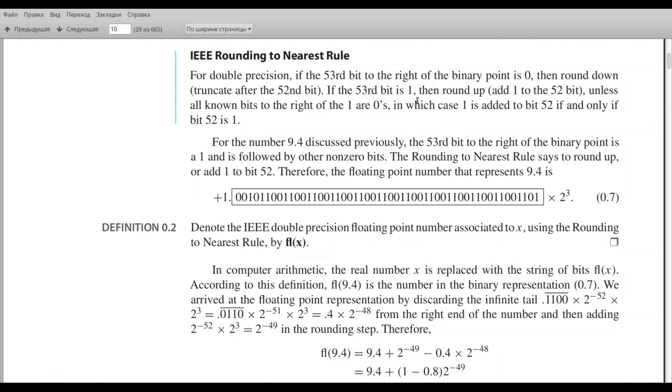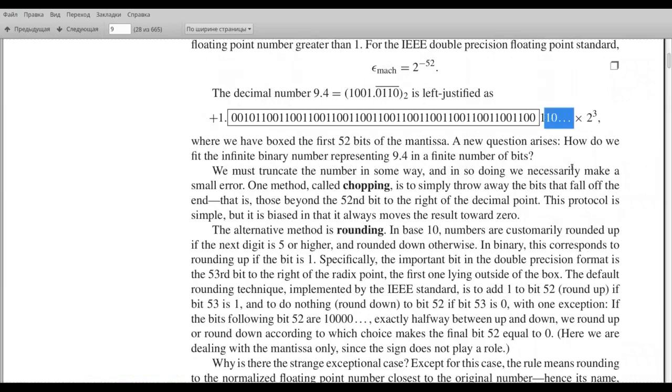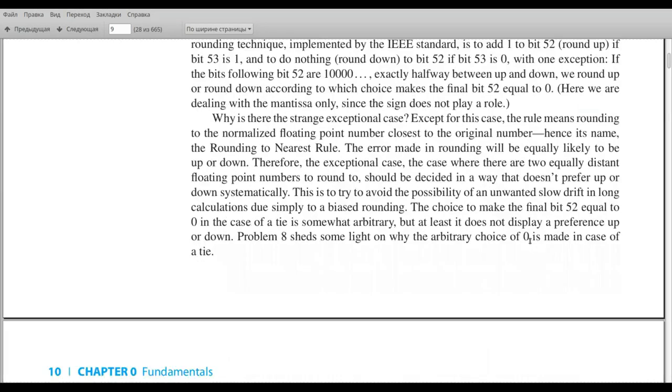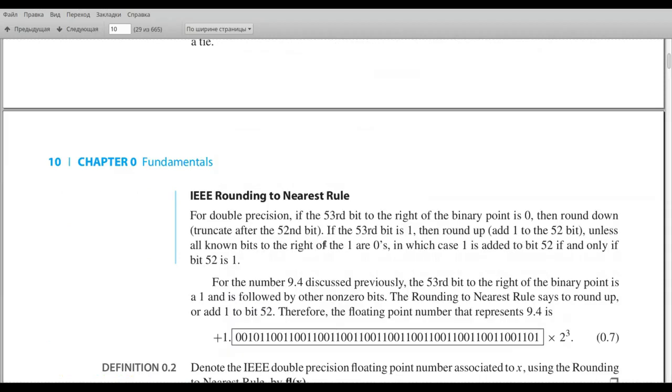But if all known bits to the right of the 1 are zeros, so if here we would have all zeros, then we would use information about this bit to essentially throw the coin. If you like, we are throwing the coin and deciding whether we will round this number up or down. So if it's 0 here, we are not going up. We are just chopping it. If it's 1, then we are adding this 1 to the last bit.